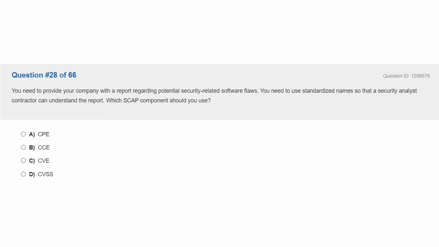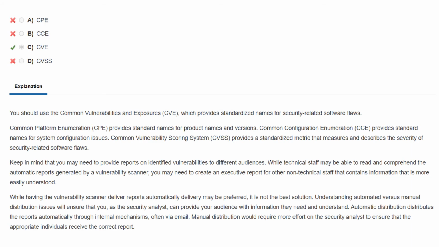Question 28. You need to provide your company with a report regarding potential security-related software flaws. You need to use standardized names so that a security analyst contractor can understand the report. Which SCAP component should you use? The correct answer here is C, CVE. You should use the Common Vulnerabilities and Exposures, CVE, which provides standardized names for security-related software flaws.